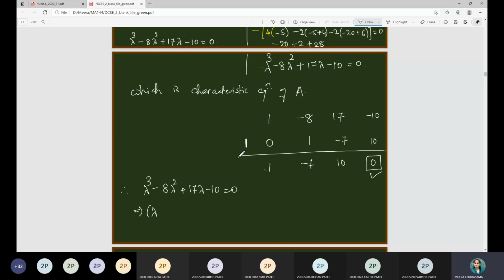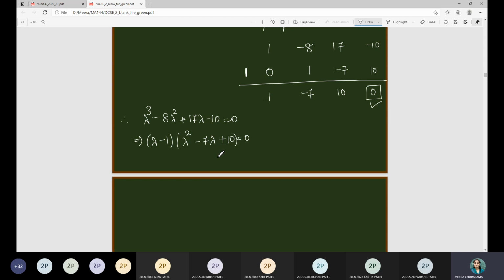So lambda cube minus 8 lambda square plus 17 lambda minus 10 is equal to 0 can be factorized as follows. Since 1 is one of the roots, lambda minus 1 will be one of the factors, and since one factor we have already eliminated, the second degree polynomial can be written as lambda square minus 7 lambda plus 10 is equal to 0. Right? And 10 can be factorized as 5 and 2, whose sum is 7. So this is nothing but lambda minus 1, lambda minus 2, lambda minus 5 is equal to 0, which implies lambda is equal to 1, 2, 5. These are the eigenvalues of A.